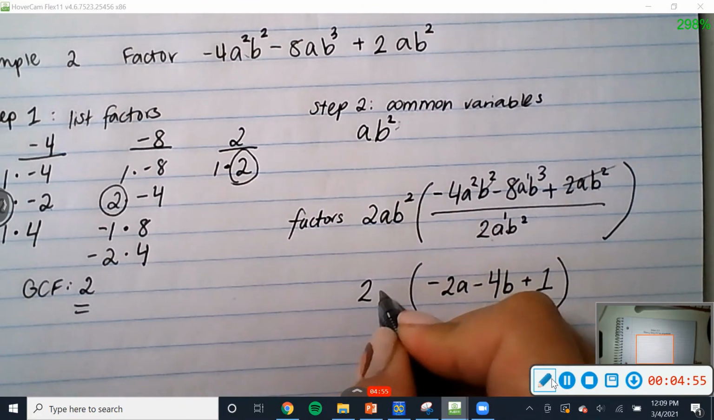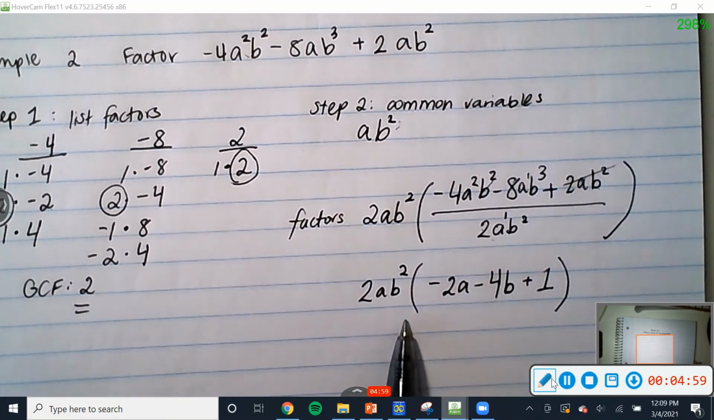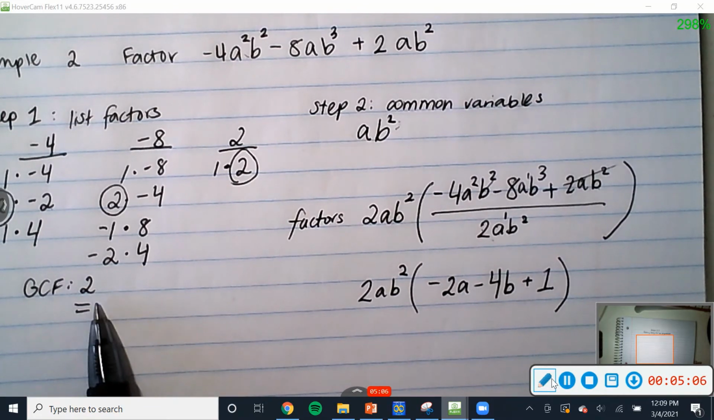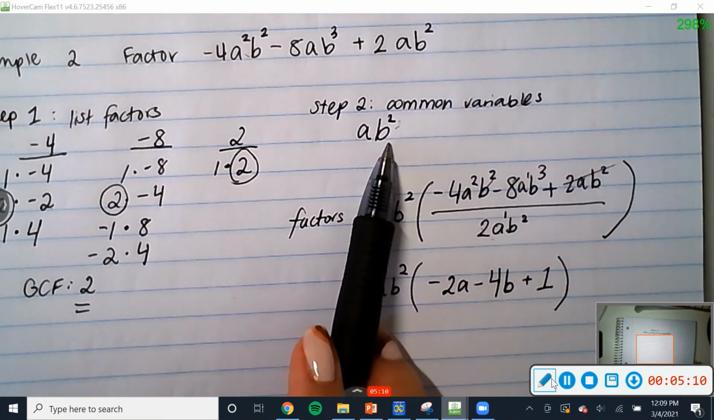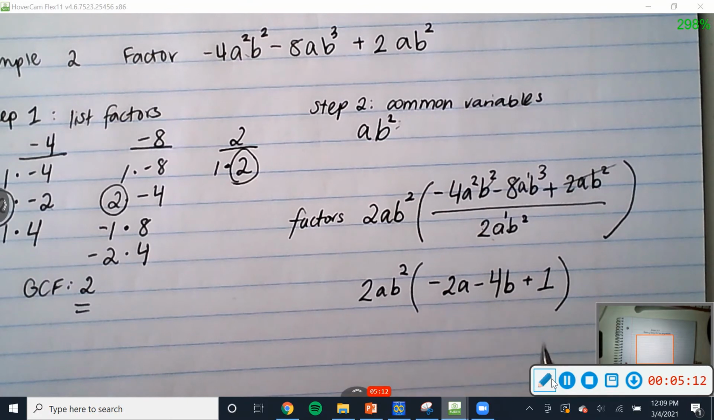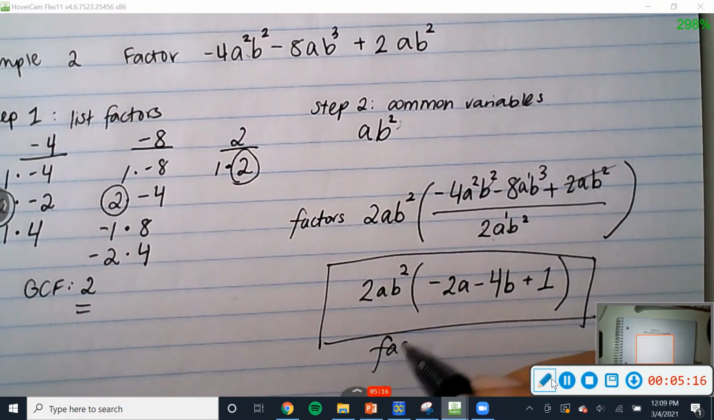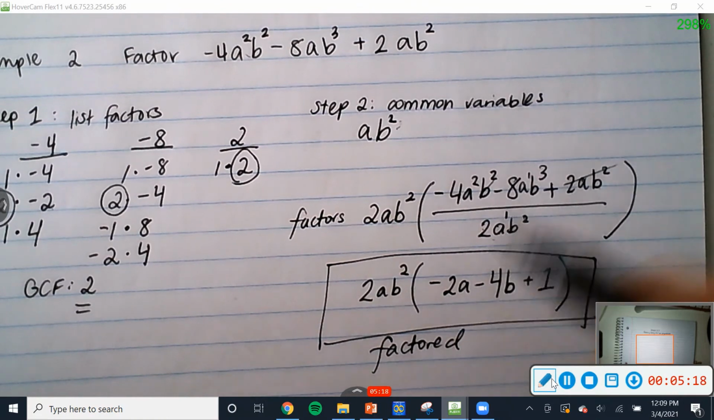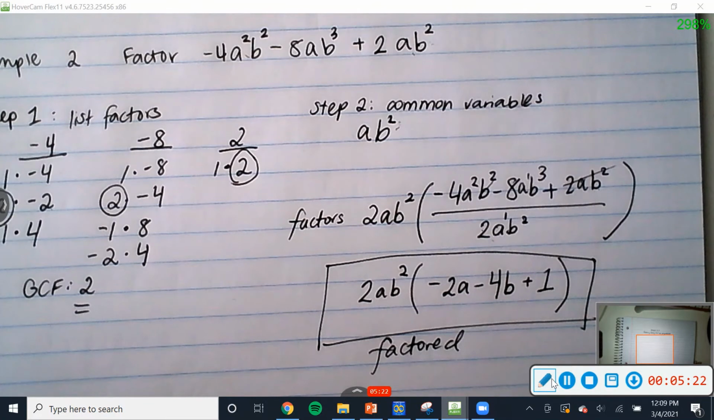Now, writing the factor on the outside, this would be my entire thing factored. I pulled out all of the common factors. The GCF was 2. The variables, I could pull out an A and also 2 of these B variables. And this would be my answer. This would be the factored form of this polynomial right here.